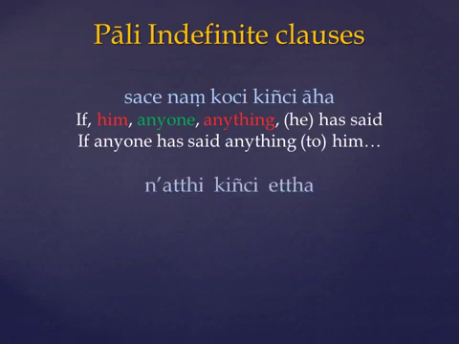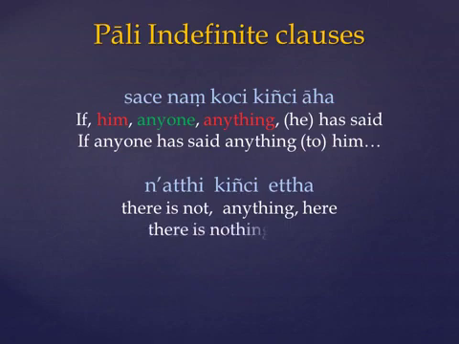Na ati kinchi eta. Word for word, this means there is not anything here. Or in simpler English, there's nothing here. Actually, indefinite pronouns are often used in negative sentences. So let's have a look at some more.